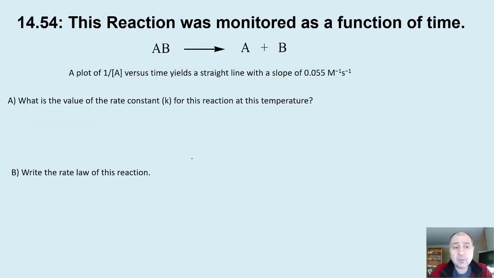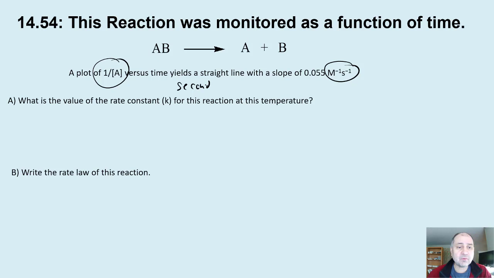So, an example from the book: we have a decomposition, arbitrary. A compound AB decomposes to form elements A and B, or compounds A and B. It's irrelevant. It's a chemical reaction. We do not know what order it is, but I give you a hint. I say a plot of 1 over [A] versus time yields a straight line with a slope of 0.055 per molal per second. Now there are two hints here: one is the units of k, and then this plot. And you don't have to remember that this is second order, but this is second order.